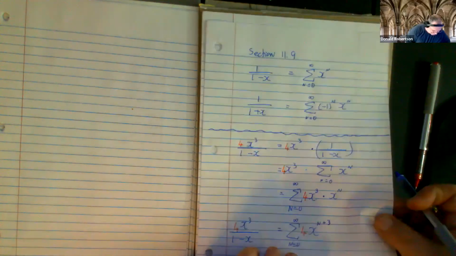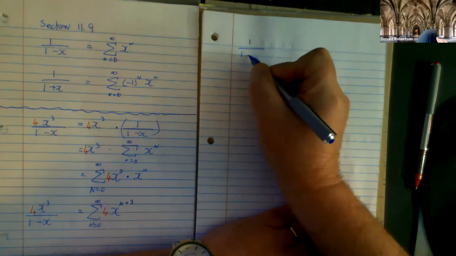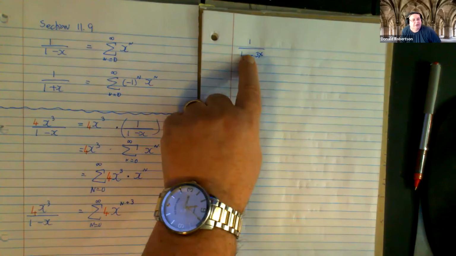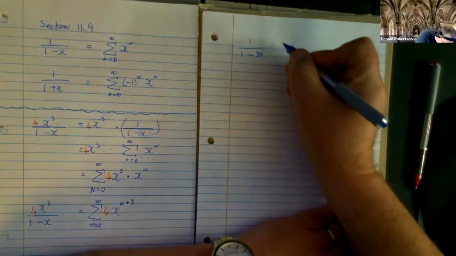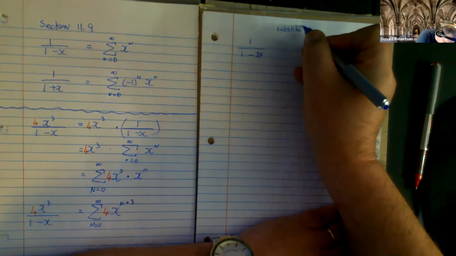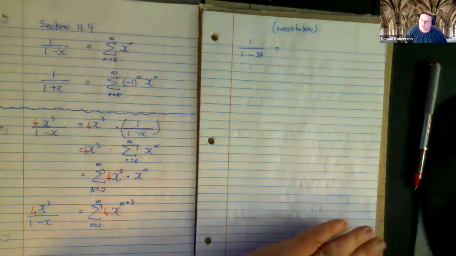Here's a different situation. I want to get a power series for 1 take away 3x. And I'm going to use this guy because this guy looks very like this guy. But this time I'm going to use substitution. And substitution is big in these questions. You do it a lot.